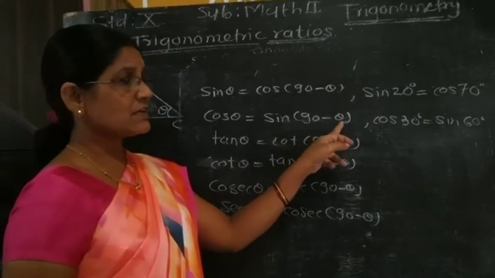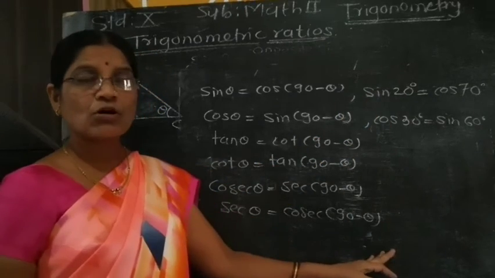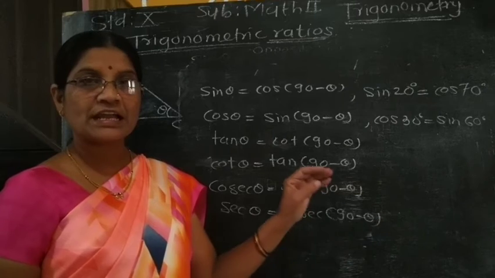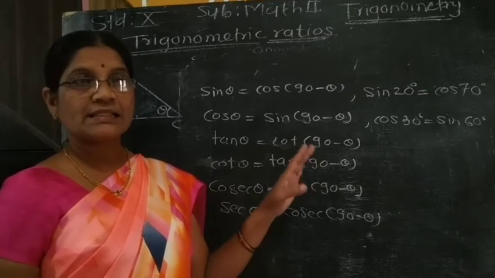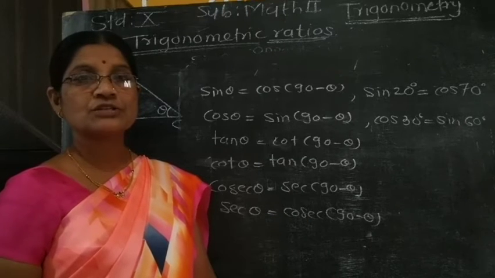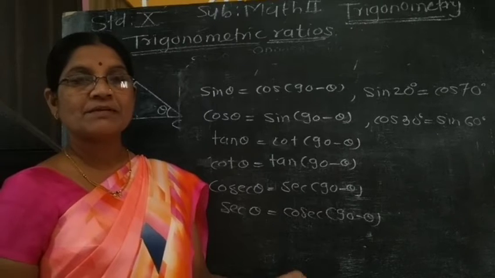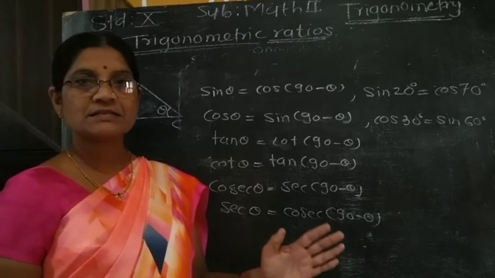Sin of 90 minus 30, that will be sin 60. In this way, we can use all these relations for any value of theta, and these are the relations for trigonometric ratios when the angles are complementary, means theta and 90 minus theta.